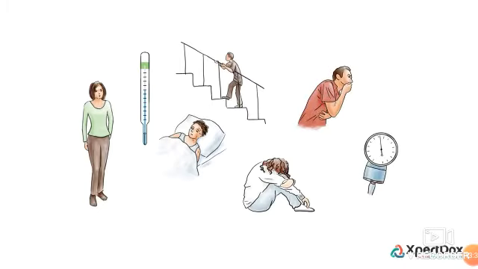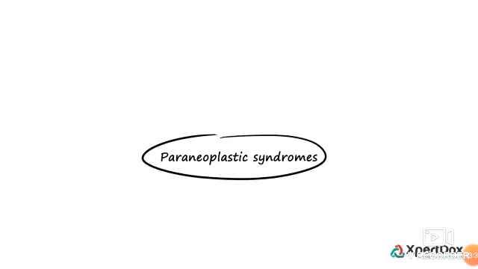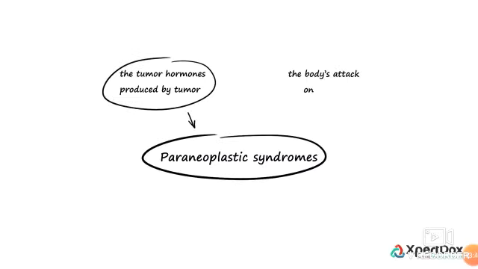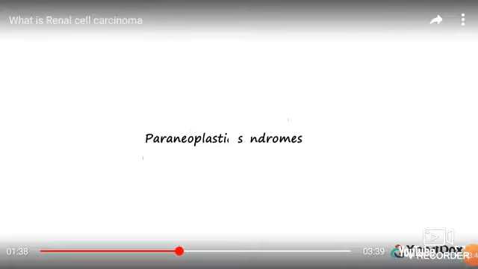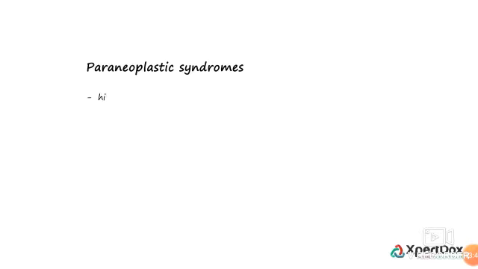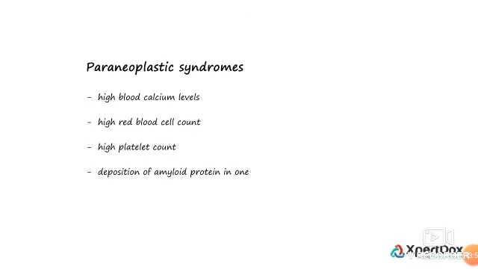Renal cell carcinoma is associated with a number of paraneoplastic syndromes, which are conditions caused by either the tumor hormones produced by the tumor or by the body's attack on the tumor. In about 20% of these patients, paraneoplastic syndromes are present, such as high blood calcium levels, high red blood cell count, high platelet count, and deposition of amyloid protein in one or more organ systems.